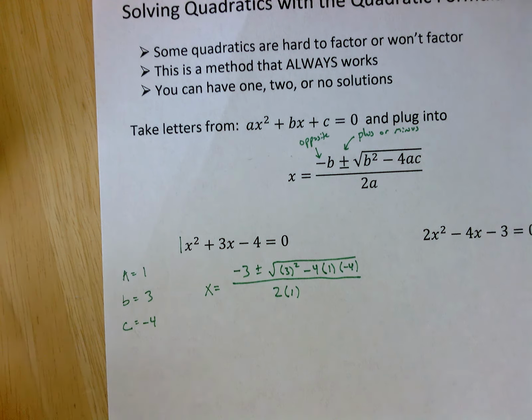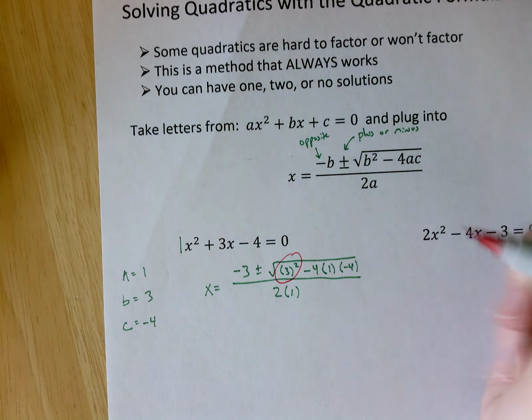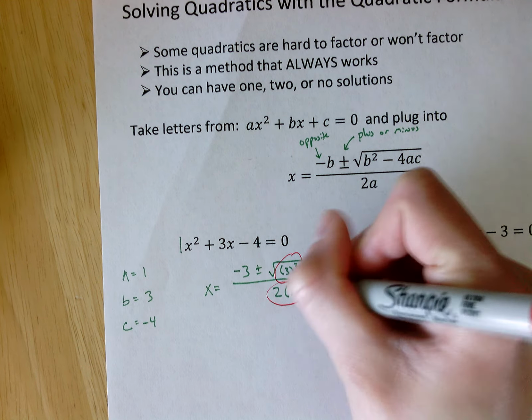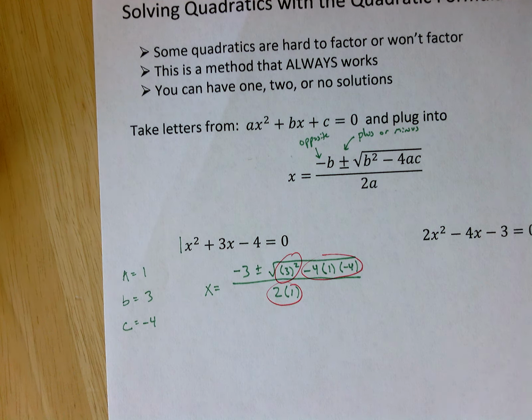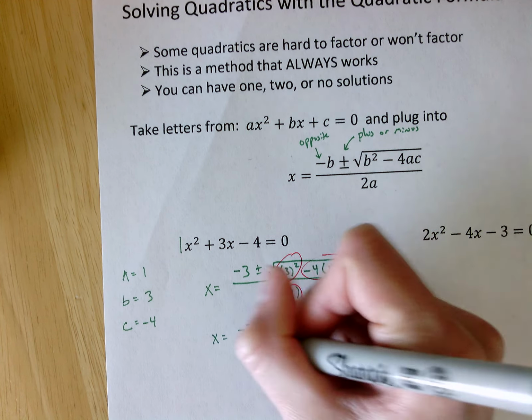And when I do my simplifying, there are 3 things that I'm going to do all at the same time. I'm going to do all in the same step, 3 different things. 1 is I'm going to square this. 2, I'm going to multiply this stuff together. And 3, I'm going to multiply this stuff together. Okay, so I'm still going to have x equals negative 3, still my plus or minus.